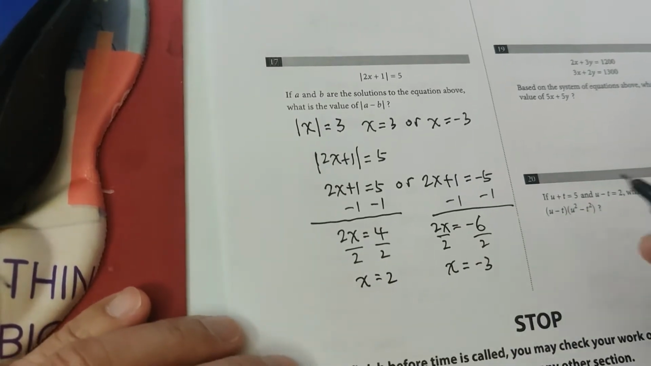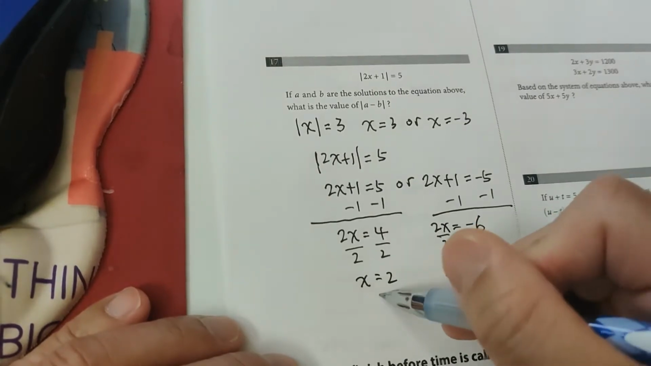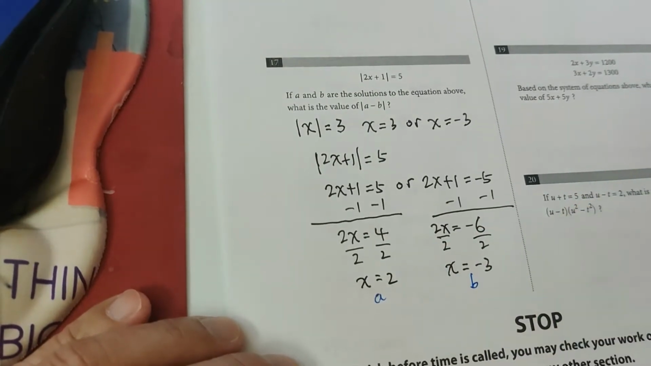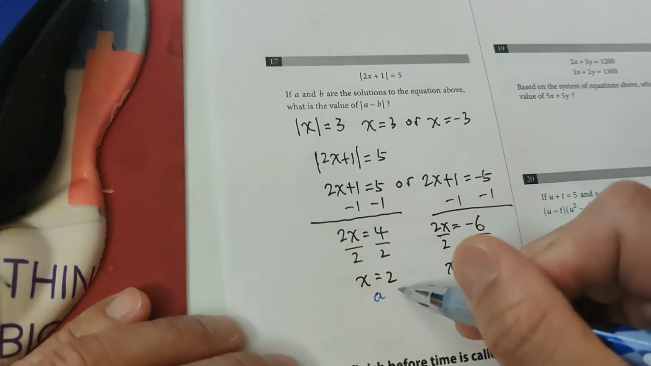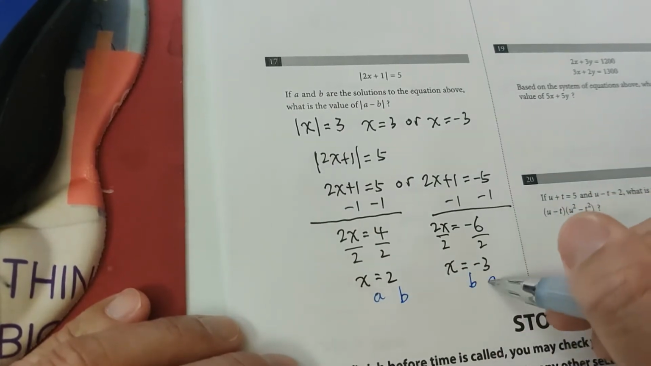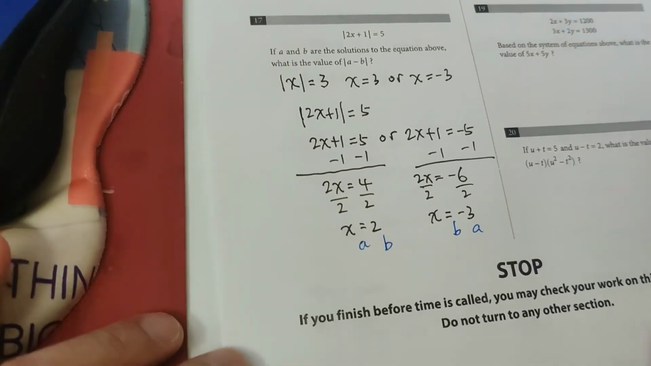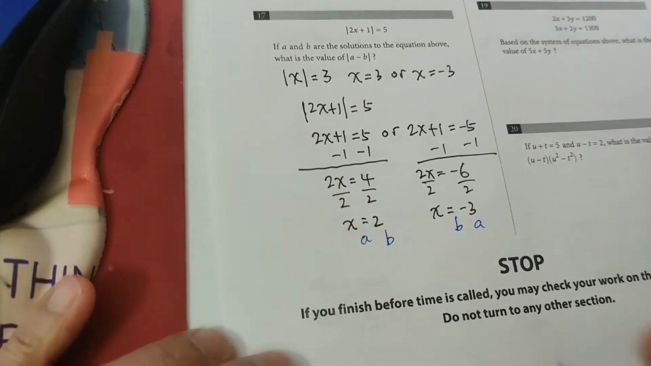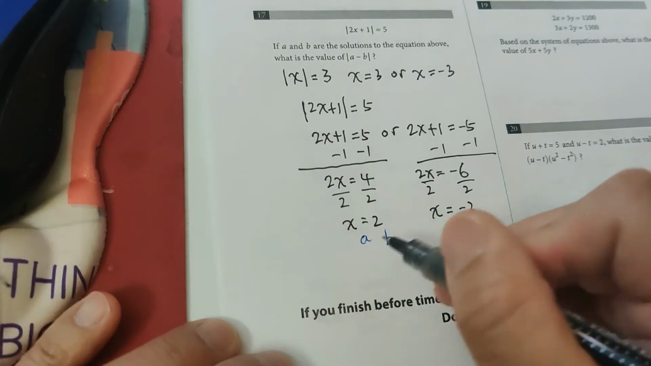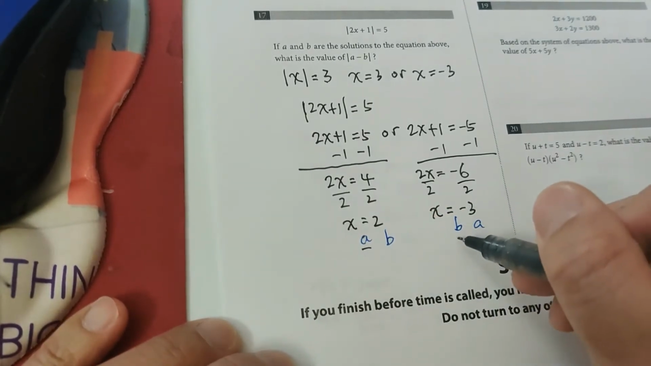Alright, and you're asked to find a minus b. Okay, so this will be a and that will be b. It doesn't really matter if this is a or that is a. It's the same thing, because as far as absolute value is concerned, when you take away the vertical lines, you end up having positive. So alright, let's just take this as a and the other one as b.